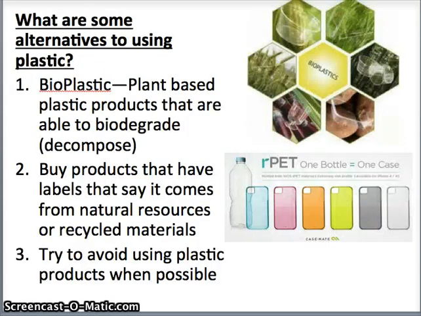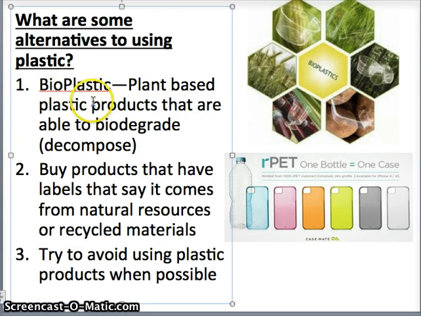So now let's talk about alternatives to using plastic. Obviously, this is a really huge topic, and one slide here is really not going to do it justice. We're going to be doing a bigger project around this issue and this idea, but in general, some ways you can help reduce the plastic pollution that's happening is one, we can start manufacturing more bioplastic, so plant-based plastic products that are able to decompose or biodegrade.